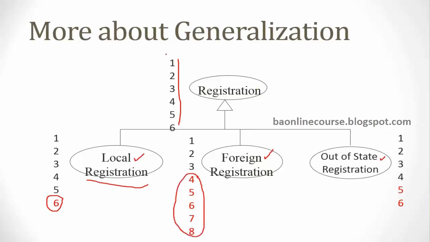So you would say, the primary flow for the parent use case would have these 6 steps. But for local registration, in the primary flow, you would say steps 1 to 5 refer to registration, and step 6 you list down. Similarly, for foreign registration, you would say steps 1 to 3 refer to registration, and 4 to 8 you can list down in the child use case. For out-of-state registration, steps 1 to 4 refer to the registration use case. Steps 5 and 6 you can list down here. So that is how it will help you.